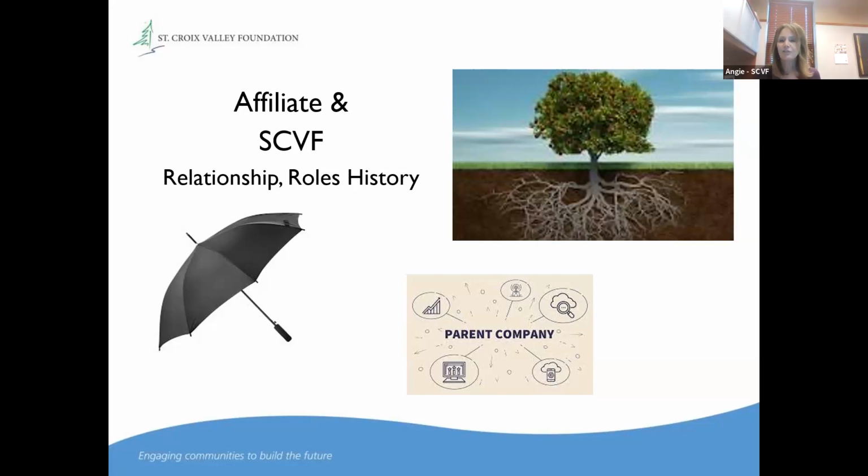But now, as I've learned more about the affiliate St. Croix Valley Foundation relationship, as I've worked with you all, and I'm lucky to work with you all, I like to think of the St. Croix Valley Foundation as being the root system to this big, beautiful tree. We, the St. Croix Valley Foundation, are behind the scenes mostly, helping affiliates do your beautiful work out in community.